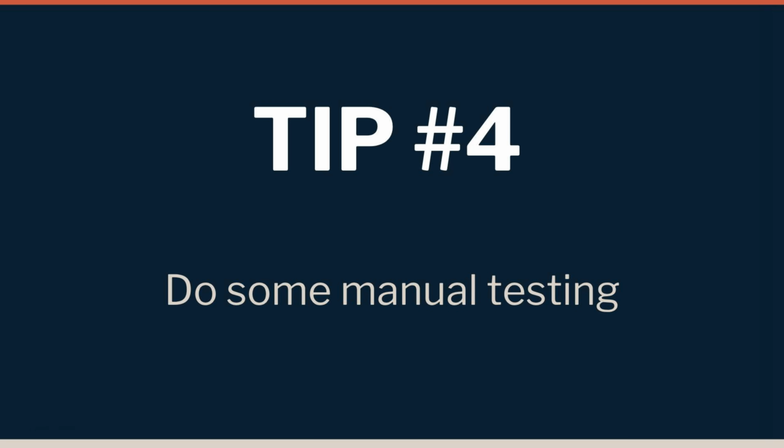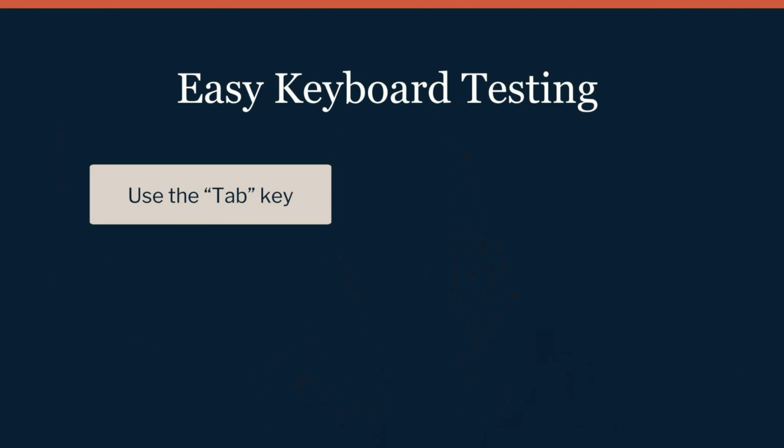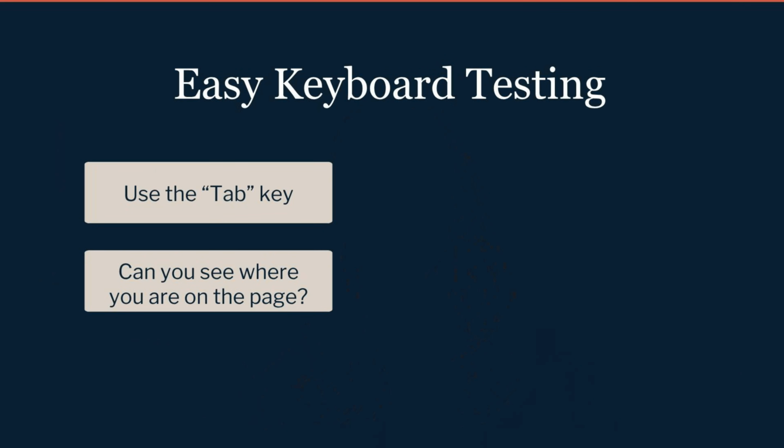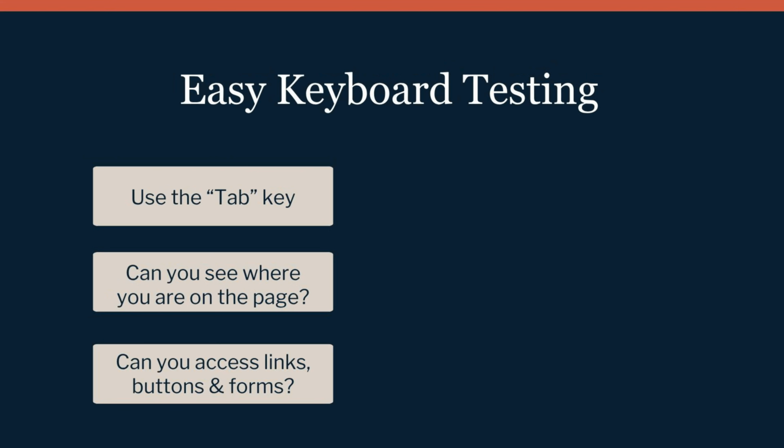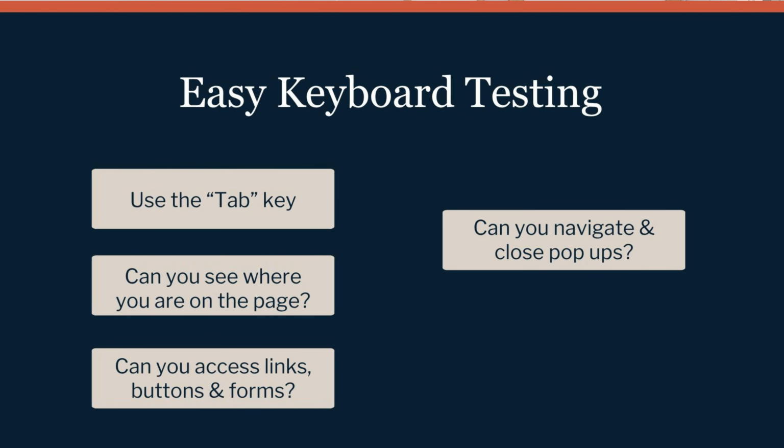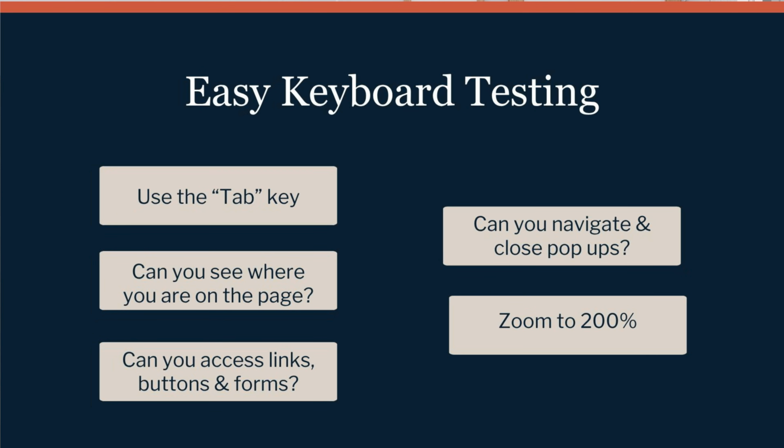Tip number 4 is to do some manual testing. I know that might sound like more than what you can do, but initial keyboard testing is really super easy. Try tabbing through your website using just your keyboard. Can you see where you are on the page? Can you access each link, button, and form fields using just the Enter and Spacebar? If a pop-up opens, can you tab through it and close it using the Escape key? Try zooming into 200% and see if anything starts to look wonky or requires horizontal scroll. These quick tests reveal things that checkers don't, and it might help you decide if you need more help fixing things.